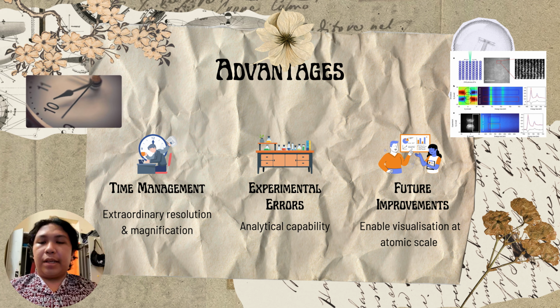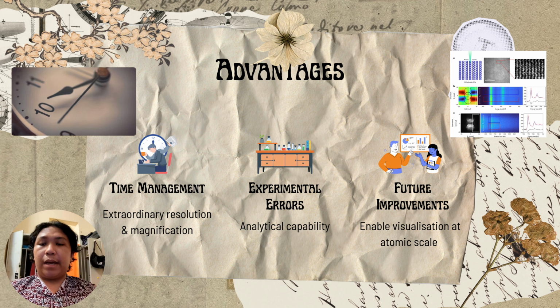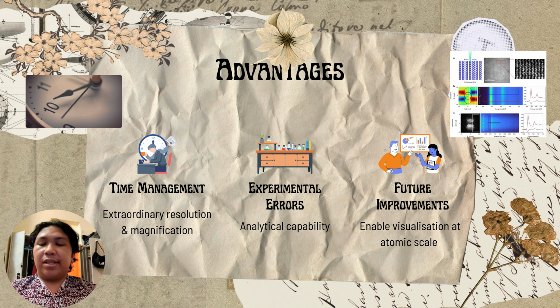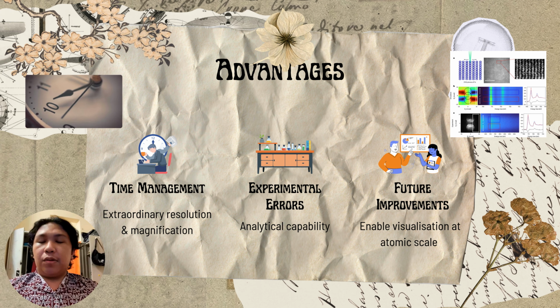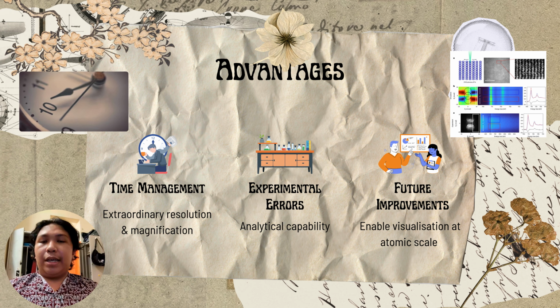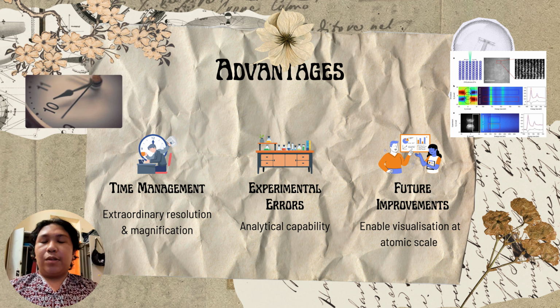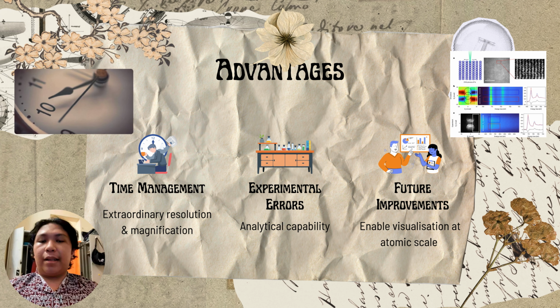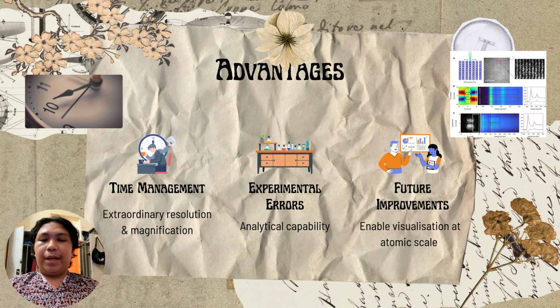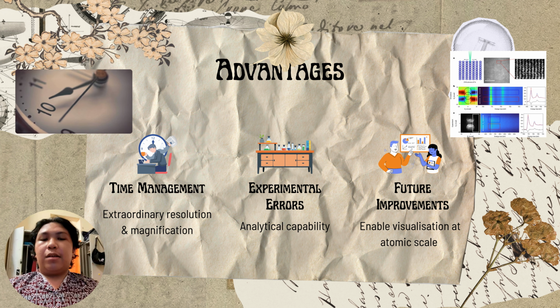All right, for the advantages, we have three advantages. The first one is time management. For time management, we have extraordinary resolution and magnification to shorten the time for us to see the quality and detail of the thing we want to observe under the microscope. For experimental errors, we have the analytical capability. And for future improvement, we have enabled visualization at atomic scale.